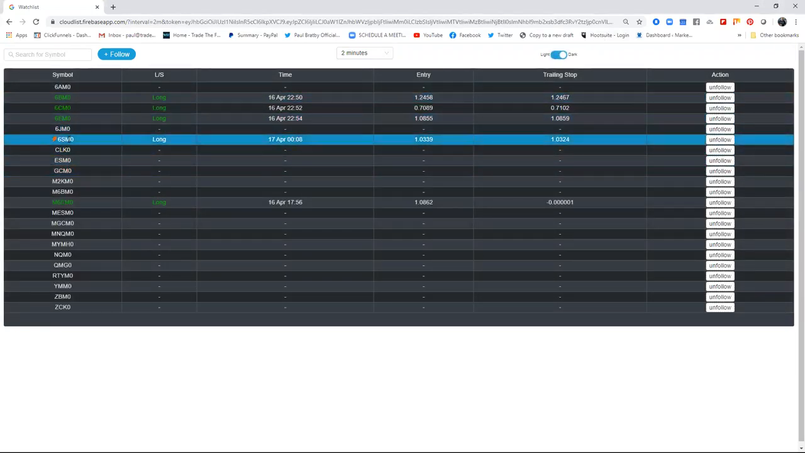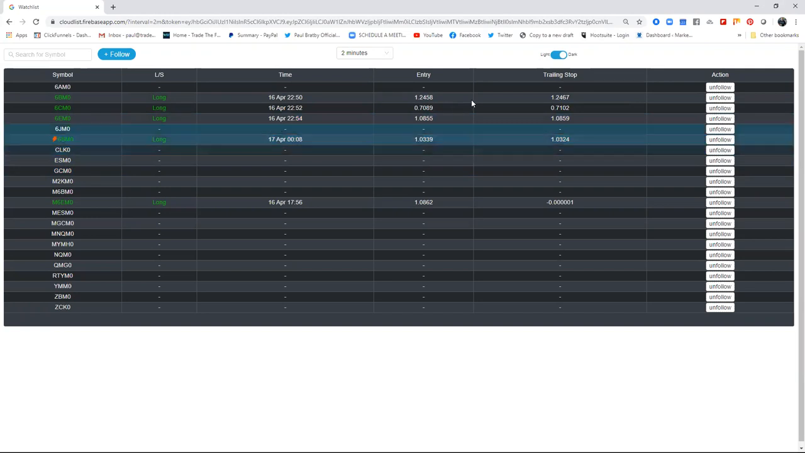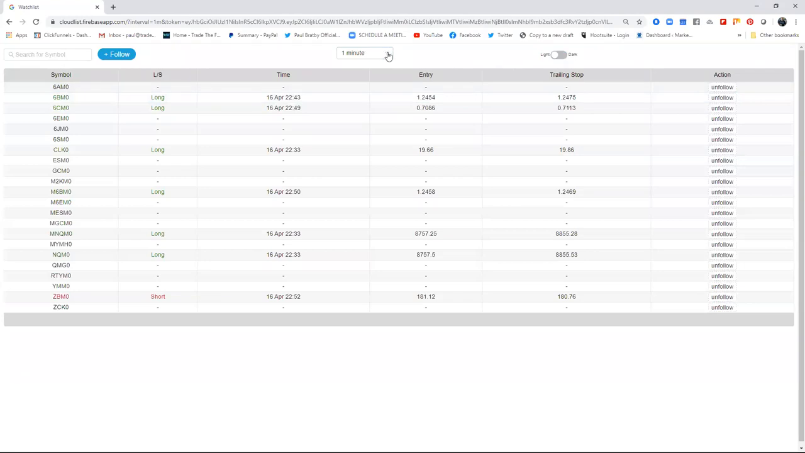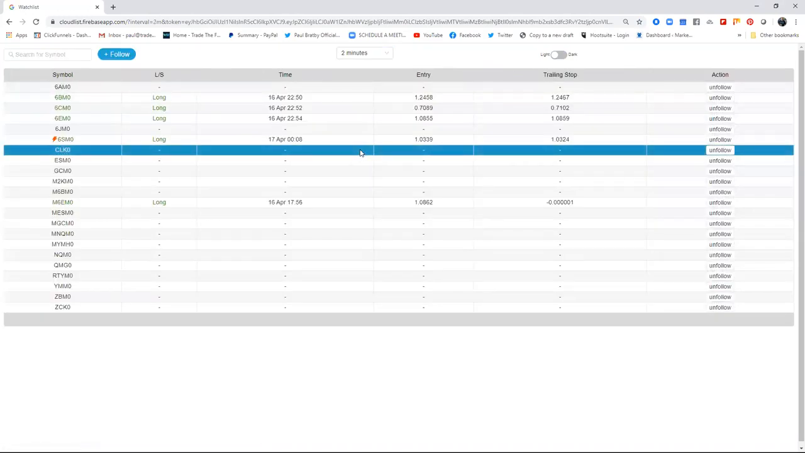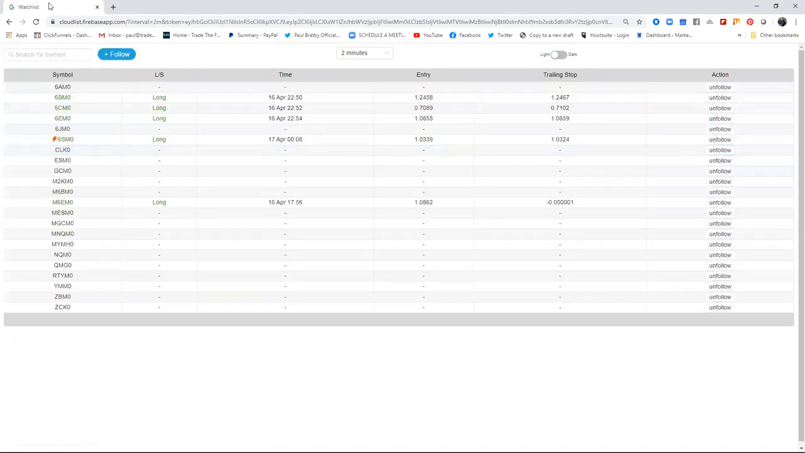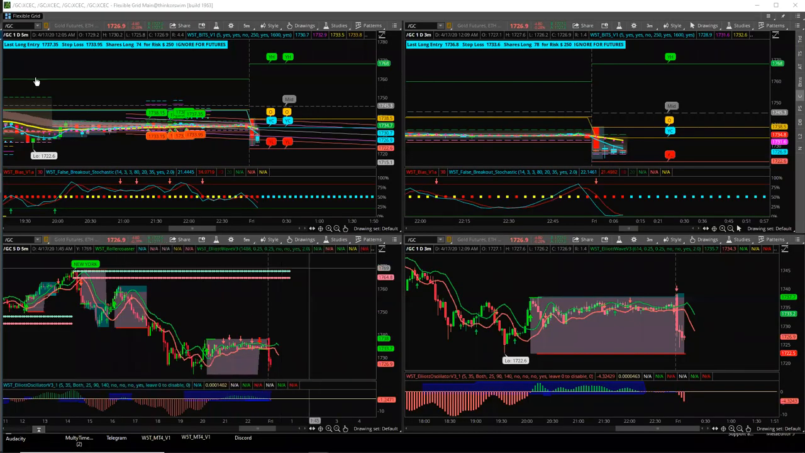So it's just giving me a long signal on the 2 minute for 6S. You've got 1 minute in there as well. You've got 3 minute, 5 minutes. So we've got all of those going off right now. Again, you wouldn't be trading any of these right now because we've just had the big gap and the changeover. But that is starting to fill now.